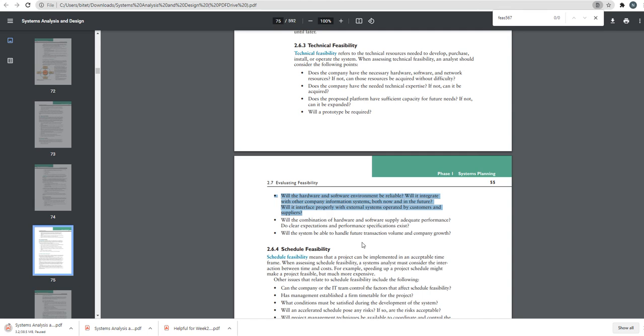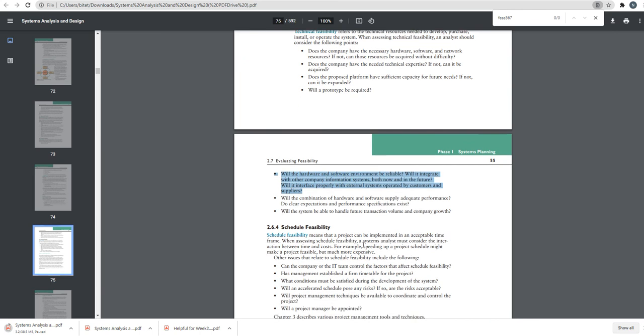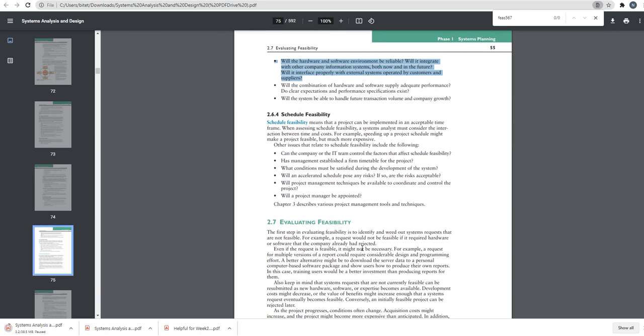Next, it is 2.6.4, schedule feasibility. This is related to time. We will be planning a budget, right? Depending on the budget and the project plan, whether the project can be achieved within the time schedule should be evaluated here. Can the company or IT team control the factors that affect schedule feasibility? Do we have a proper project plan to ensure that time overrun is controlled?